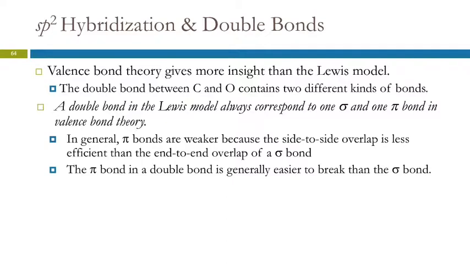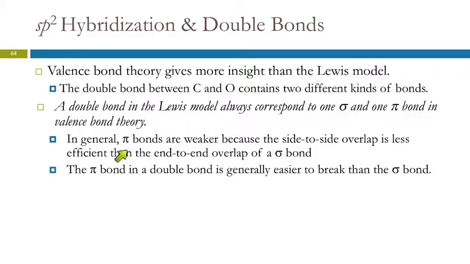So valence bond theory gives us more insight into what's going on in these molecules than the Lewis model does. Valence bond tells us that a double bond between carbon and oxygen is actually two different kinds of bonds. It's not two of the same. The double bond that we see in the Lewis model is always going to be a sigma and a pi bond in valence bond theory.